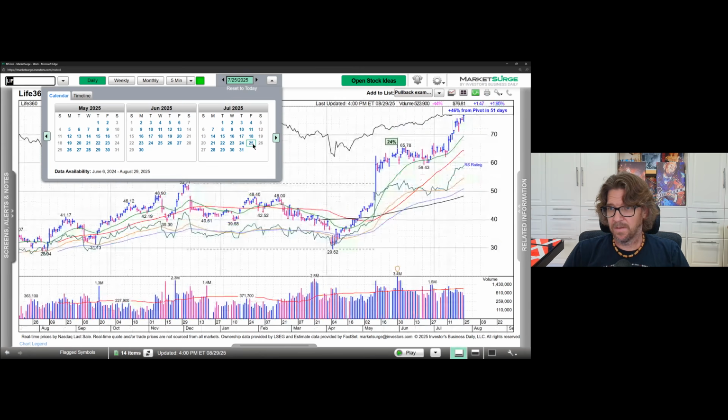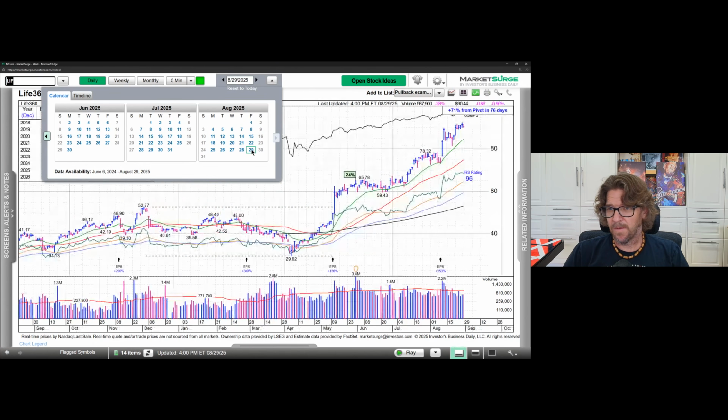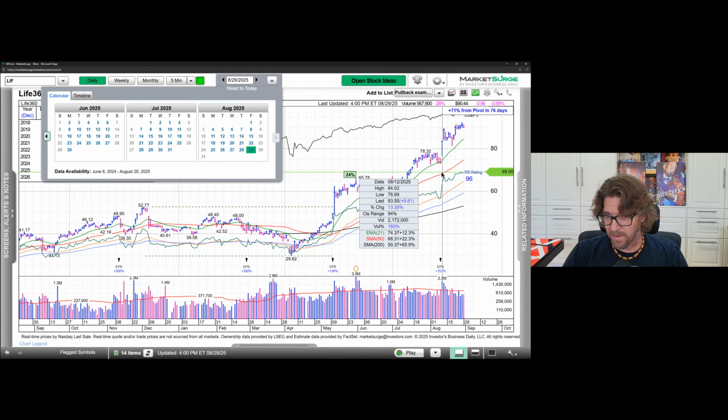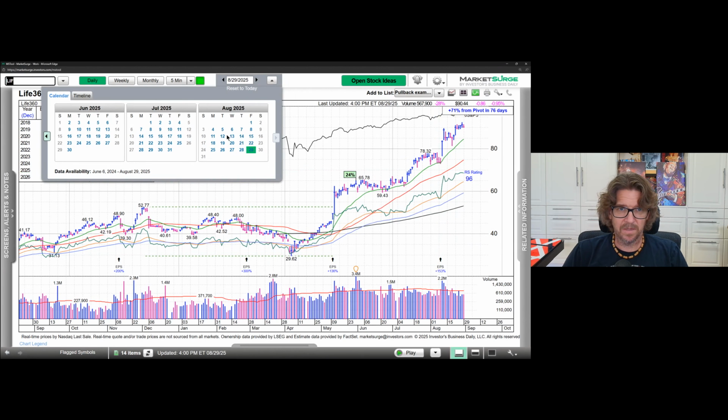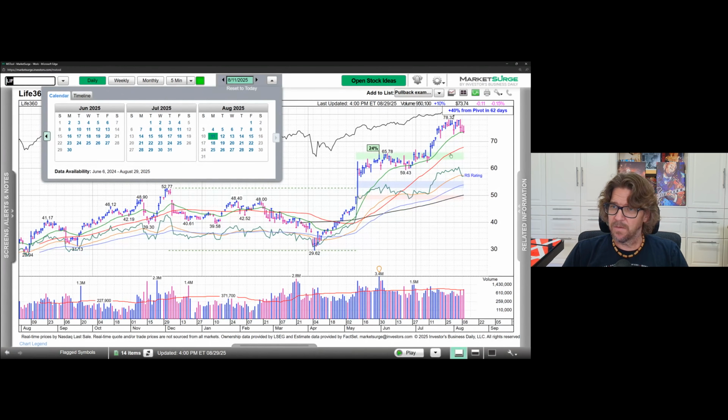Let's go out next month. Okay, so it came back in around here. Let's go August 11th. So it pulled back in, and again, your 21 day is above your last area. It's above over here. Your RS line, yeah, it's come back in, but it's still well above its moving average line. And so it is looking good.